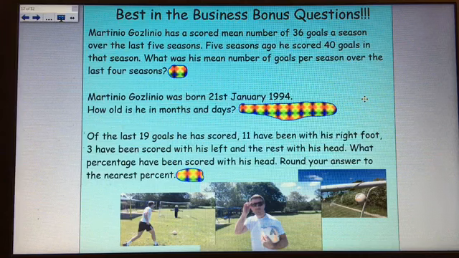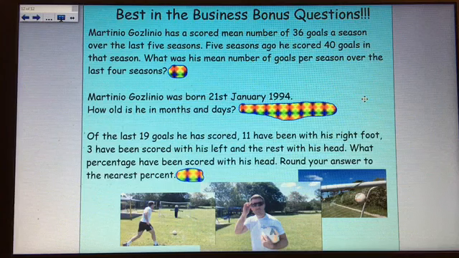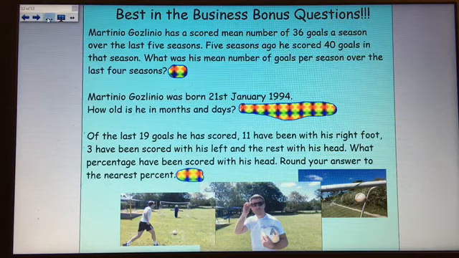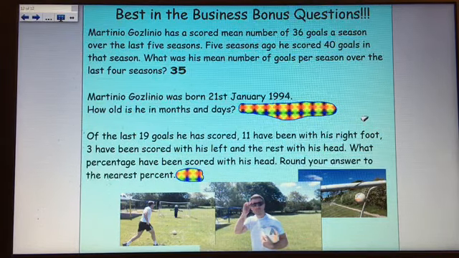Okay, so let's think about this. Over the last 5 seasons, he's scored a mean or average number of goals of 36 a season. So if we multiplied that by 5, we should be able to work out that he scored 180 goals in the last 5 seasons. But 5 seasons ago, in that season, he scored 40, which means over the last 4 seasons, he scored 140 goals. So to work out the number of goals per season over the last 4 seasons, you'd have to divide that by 4, which would be 140 divided by 4, which makes 35.